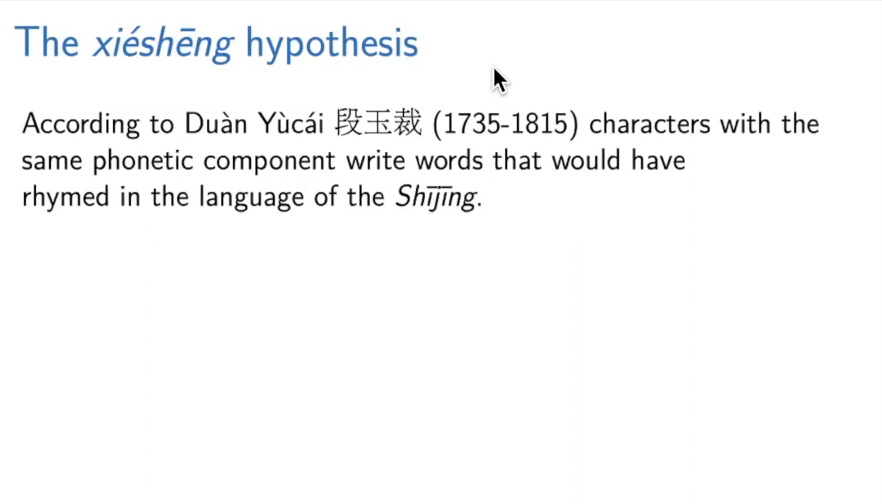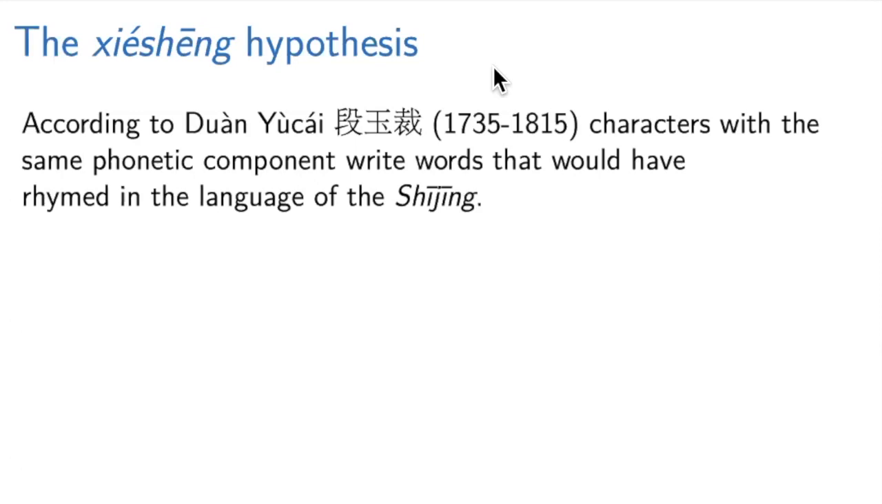Qing linguist, philologist in the 18th and 19th century, proposed what we call the Shesheng hypothesis. And that is that any two characters written with the same phonetic component write words that would have rhymed in the language of the Shesheng. Now, it's necessary to phrase it this way, would have rhymed, because, of course, many characters, most characters in fact, are never used as rhyme words in the Shesheng. So it's not a testable, falsifiable hypothesis. It's more like a research program.